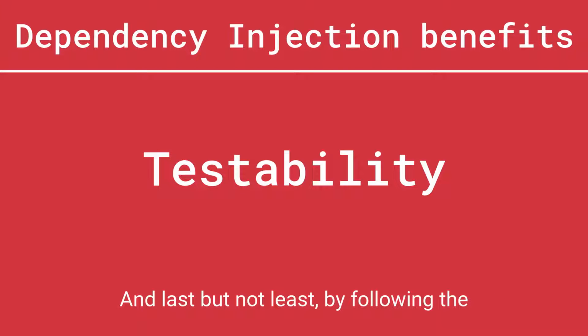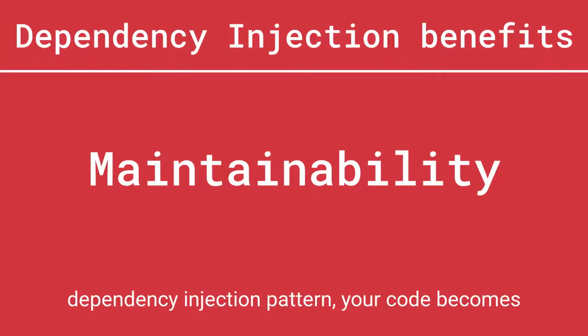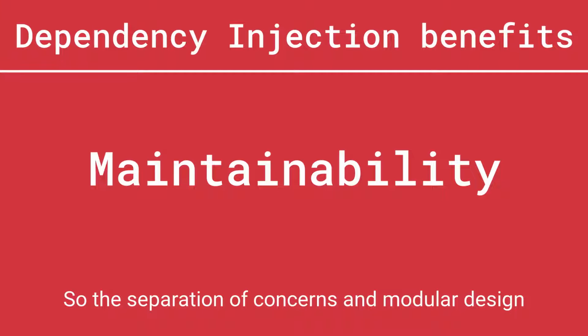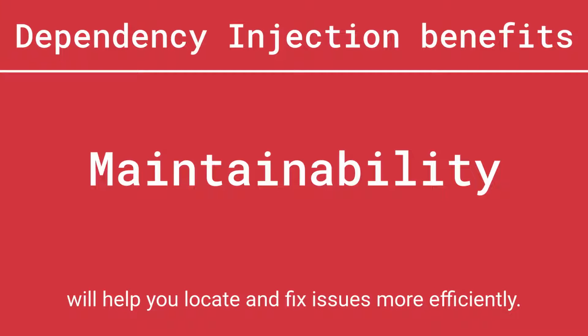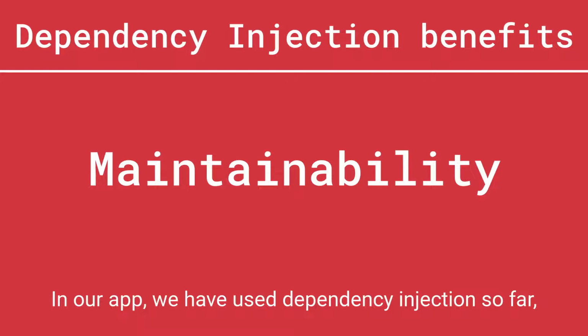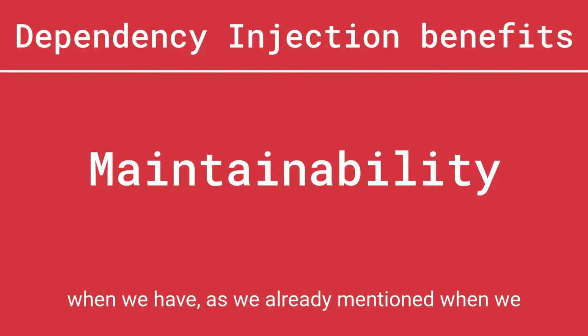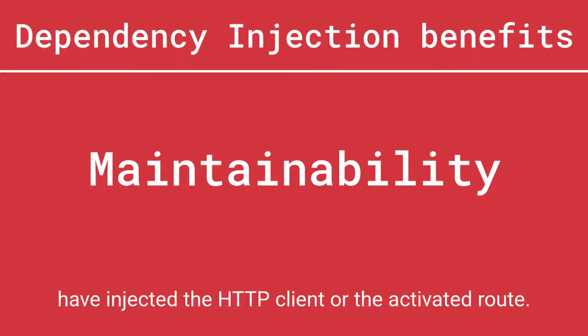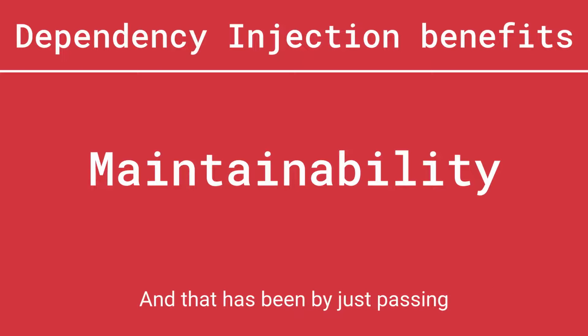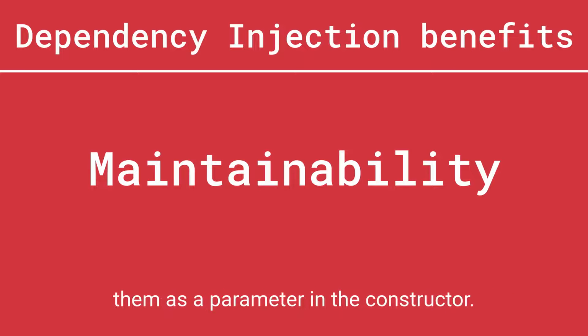And last but not least, by following the dependency injection pattern, your code becomes more maintainable and easier to understand. So the separation of concerns and modular design will help you locate and fix issues more efficiently. In our app, we have used dependency injection so far when, as we already mentioned, we have injected the HTTP client or the activated route, and we have used only one way of injecting dependencies, and that has been by just passing them as a parameter in the constructor.